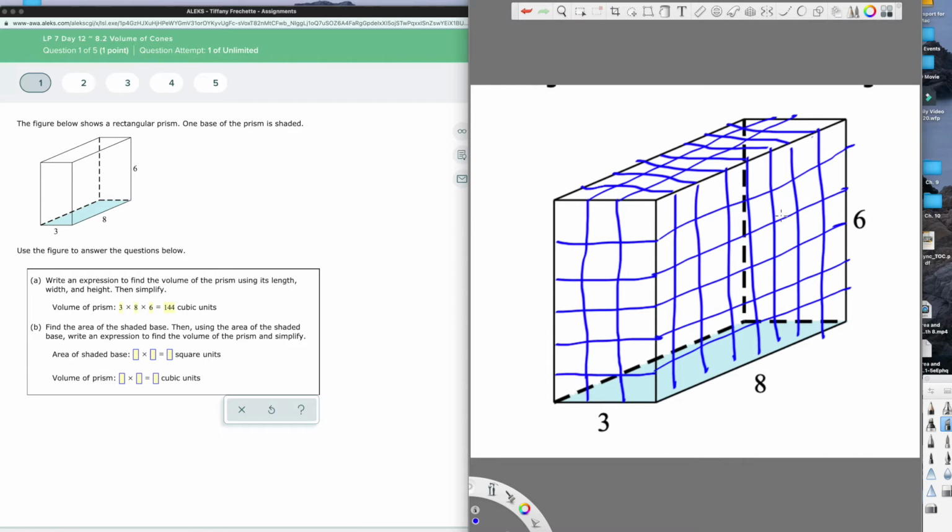Not perfect. So what we're doing literally is just picturing this whole thing filled up with these teeny tiny little cubes, just like this. So if we could count them all, it would be 144 cubes. But instead of counting them all, that's going to be very, very tedious to sit there and count 144 cubes. I can just go 3 times 8 times 6, and that tells me how many cubes there are.